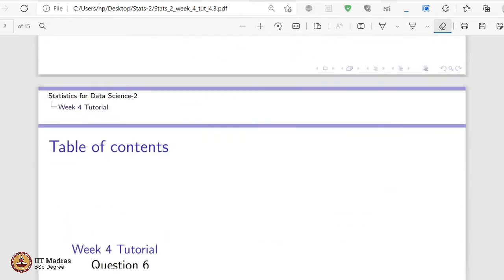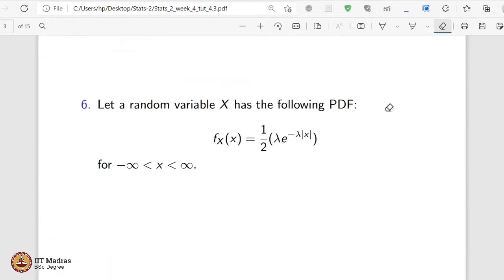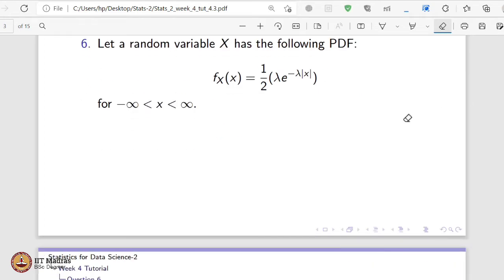So let's get started. Our sixth question is: let x be a random variable having PDF f(x) equals 1 upon 2 lambda e to the power minus lambda mod x. We already know that mod x equals minus x if x is less than 0, and equals x when x is greater than 0. So according to this mod x, we now have the PDF.